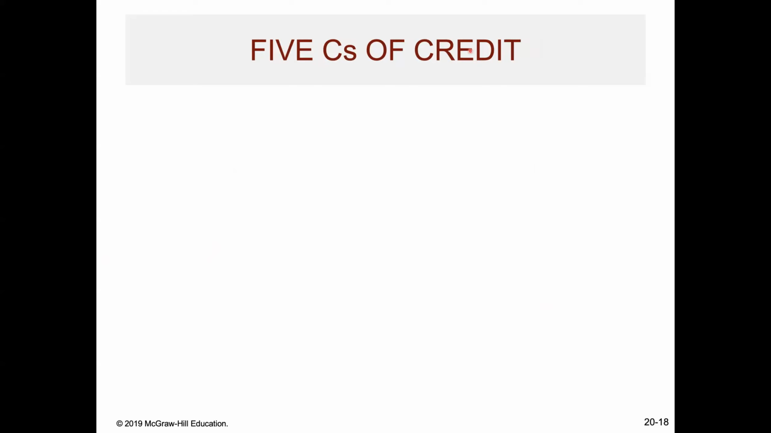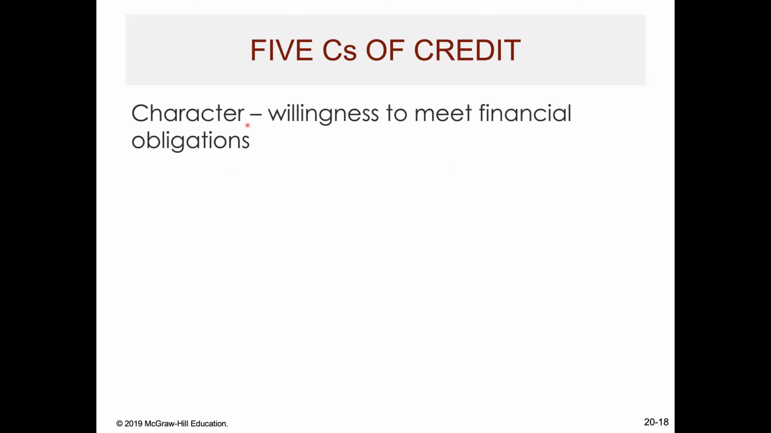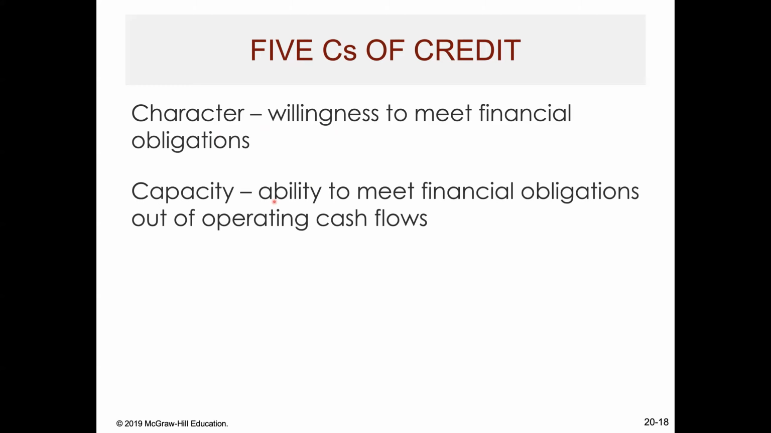So what are the 5 C's of credit? Character, the willingness to meet financial obligations. If the supplier thinks that you have a commitment to be ethical and meet your financial obligations, they'll look at you as having good character. Capacity, the ability to meet financial obligations out of operating cash flows. So are we earning enough money to pay our bills, or are we having to go to other sources of financing, such as debt or equity, in order to meet our financial obligations?